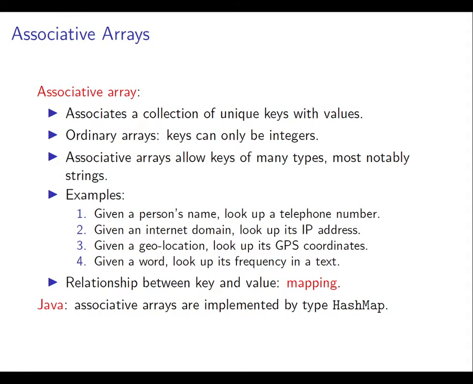But in an associative array, you can use a key of any type, and strings are one of the most useful things. So for example, you can use a person's name as a string, and you can look up their telephone number as the value. Or you can take an internet domain as a string key, and you can look up its IP address, and so on and so forth. And so this relationship between the key and the value is often called a mapping, and in Java the main collection class that implements associative arrays is HashMap.